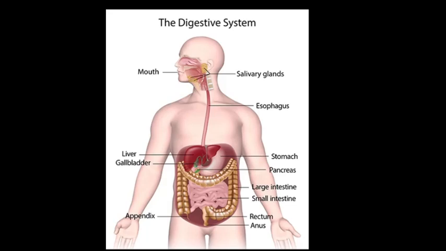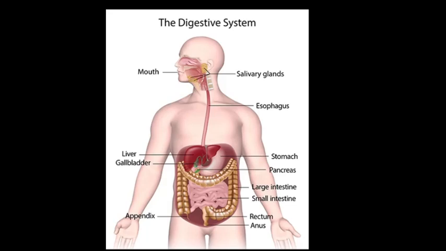Below that, we have a small part which is called the appendix. It is attached to the large intestine. The appendix is a vestigial organ. It has no function in our body. So the undigested remains of the food from the small intestine go into the large intestine, and are then thrown out from the rectum and anus out of our body.